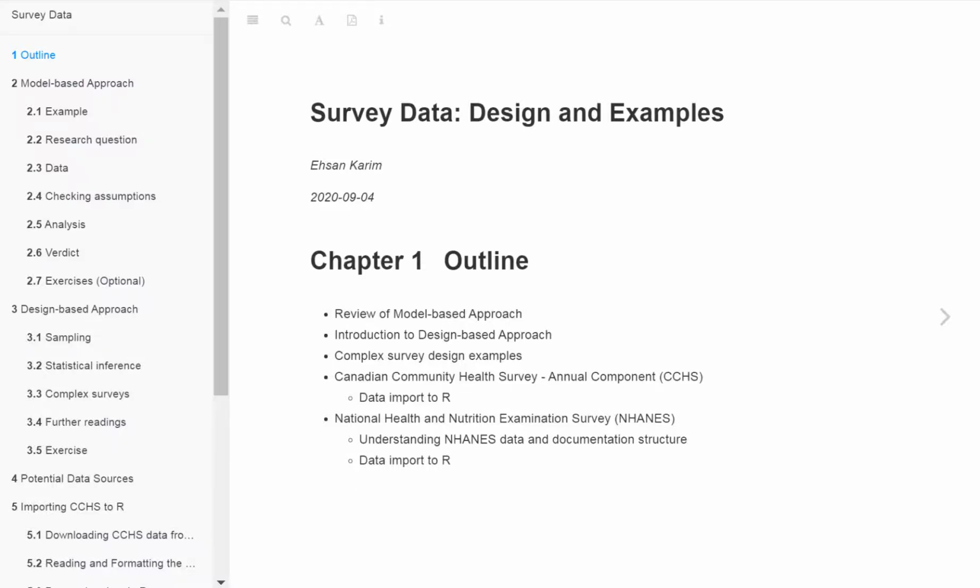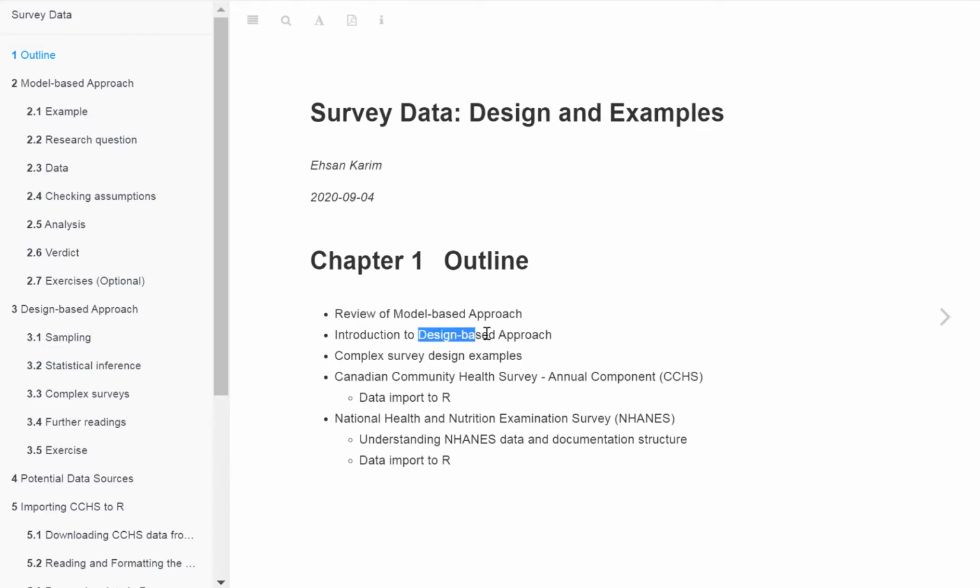The first lecture is going to be about introduction to complex survey data, and for that I'm just going to use some of the documentation that I have written over the years. So in general, the outline of this particular document is that at first I will review some of the model based approach, and you are mostly familiar with this model based approach, but I'm going to go into detail about that when I discuss that particular chapter.